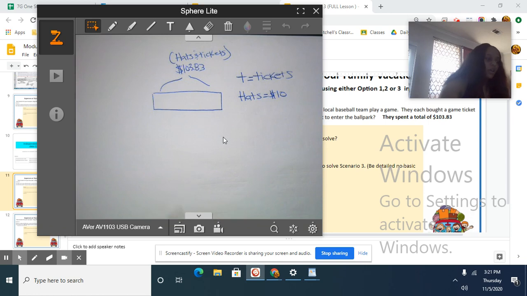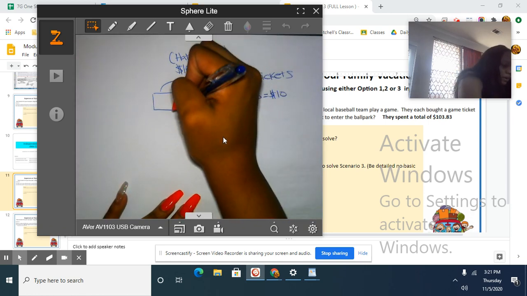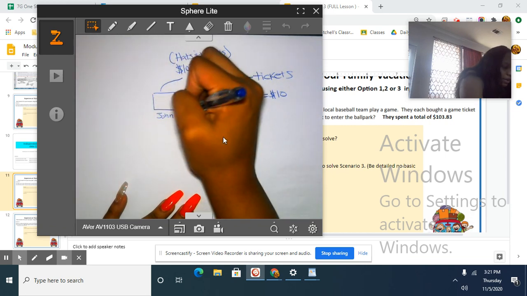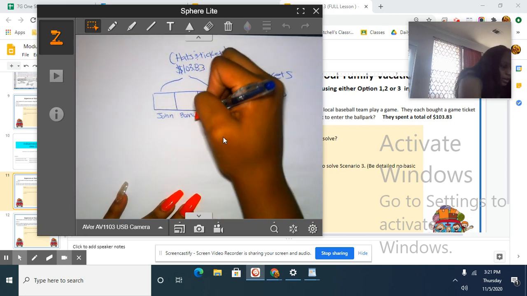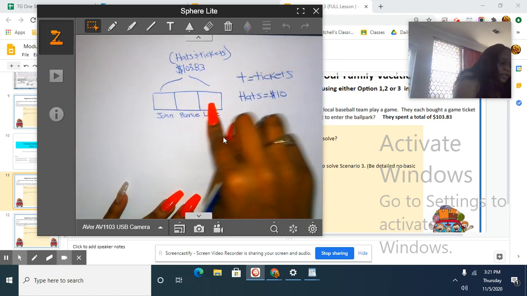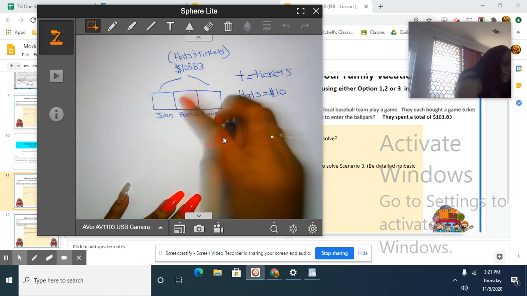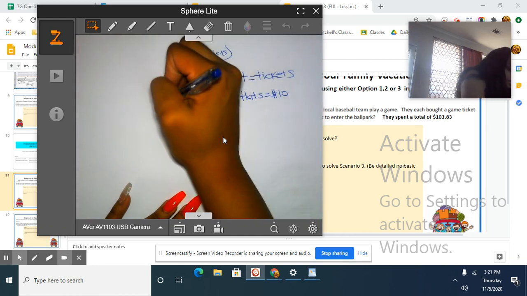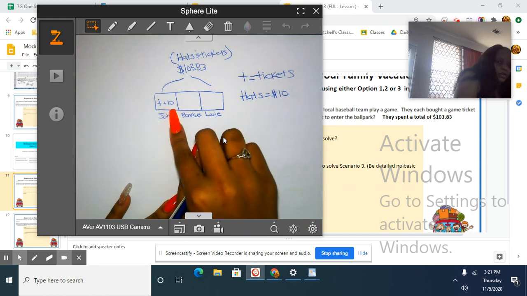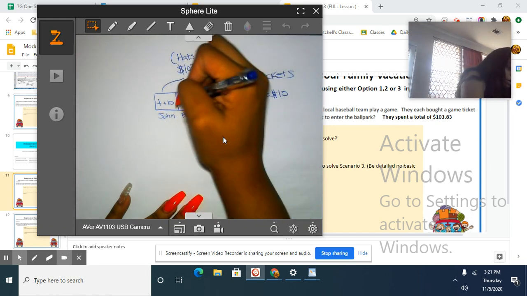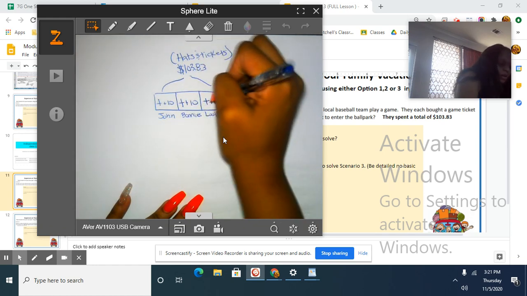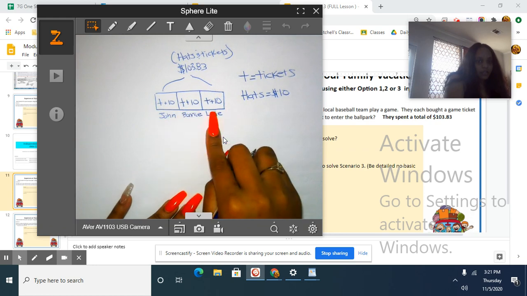We know that 3 people went to the game: John, Bonnie, and Louie. So I'm going to label each part in the tape diagram for each person. I'm also going to put T plus 10, because each one of them got a ticket and also a hat, and we don't know the price of the ticket. That's why we're putting a T there instead of a number. So that's what we're going to start off with.